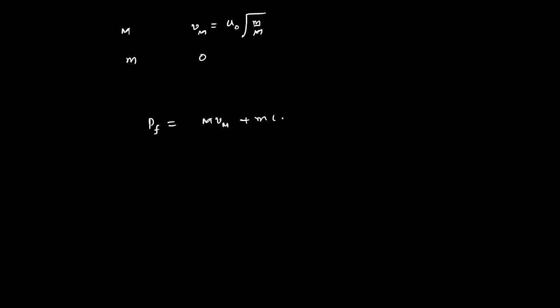And small m was not moving at all, so we ignore that momentum. So M times u naught root of small m by capital M. This is what we have as the final momentum. Initial momentum to begin with, small m was started with u naught speed. So this was our initial momentum.